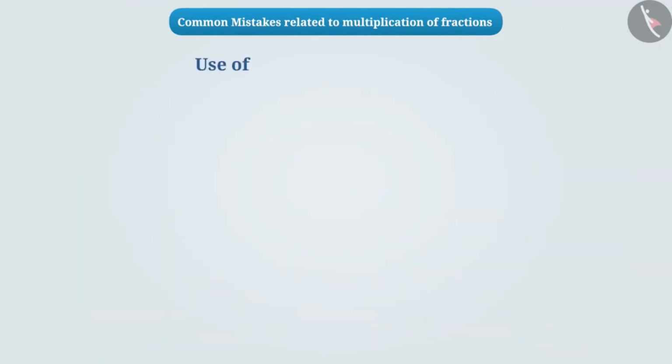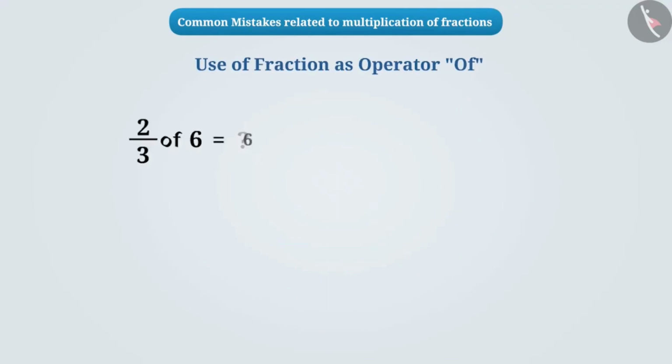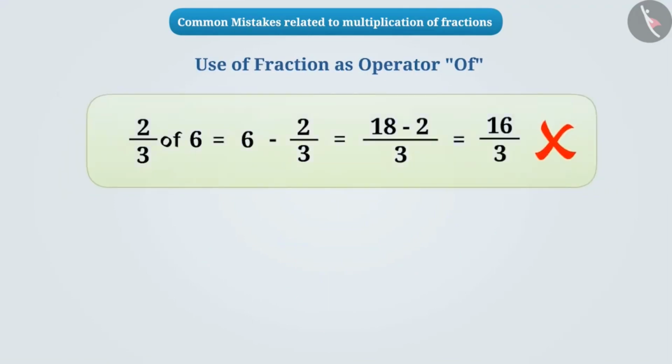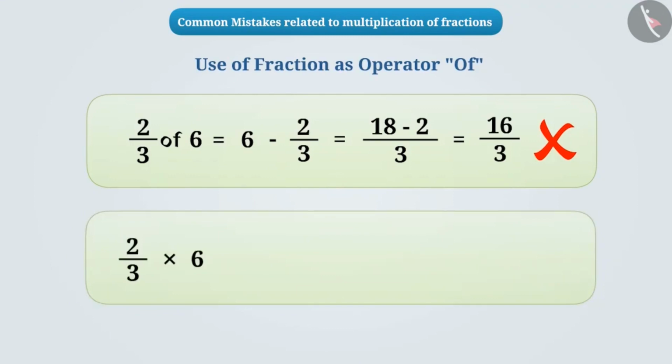Some children use fractions incorrectly as operator of. For example, if they're asked what will be 2/3 of 6, then they try to subtract 2/3 from 6. This is a misconception. It is important to understand that whenever we use the operator of, it means we have to multiply. Hence, here we do 2 by 3 into 6, which will result in 4.